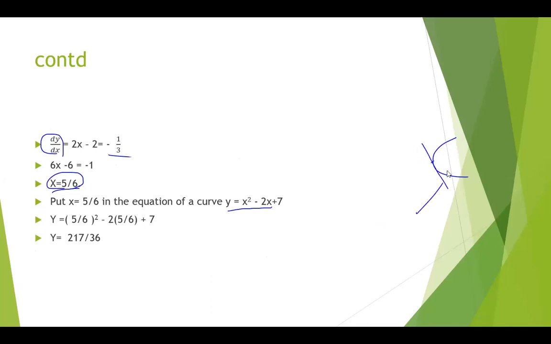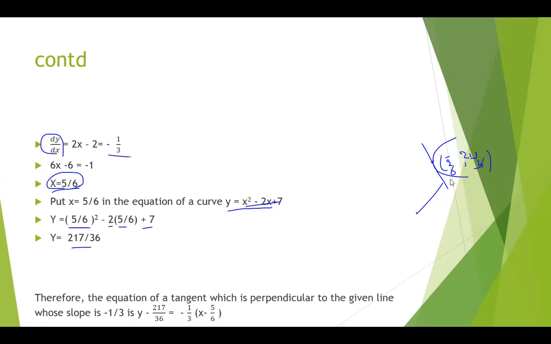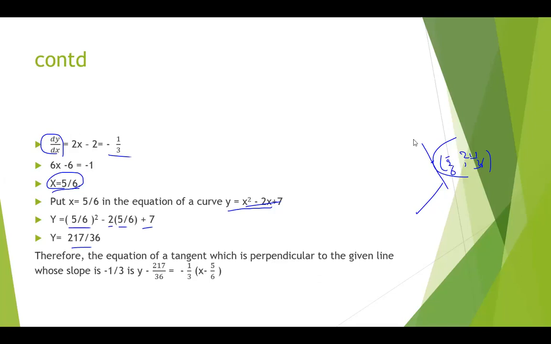Okay. So here 5 by 6, and then when I put x is 5 by 6 in this equation, 5 by 6 the whole square minus 2 into 5 by 6 plus 7, it is 217 upon 36. 217 upon 36, x coordinate and y coordinate. Thus, we have come to know the slope and point of this line, means I can write the equation for this line as y minus y1 is m into x minus x1. Our m is minus 1 by 3, x1 is 5 by 6 and y1 is 217 upon 36.